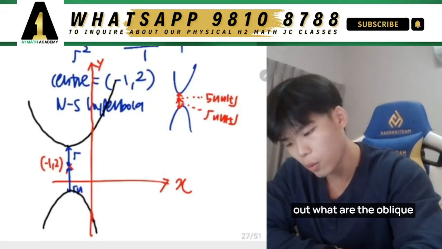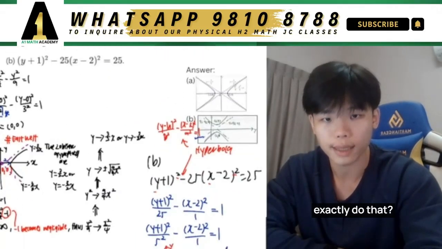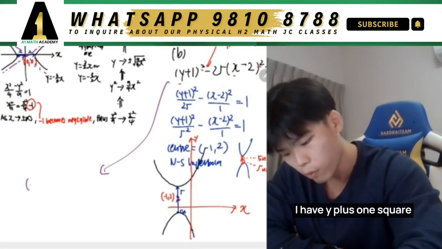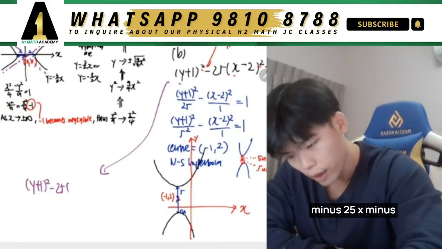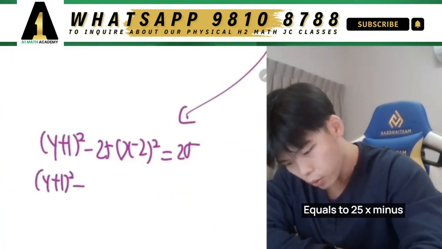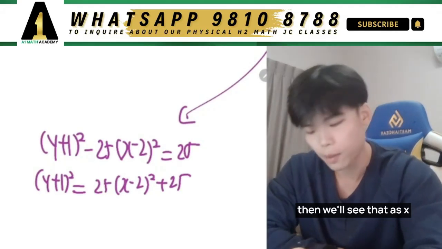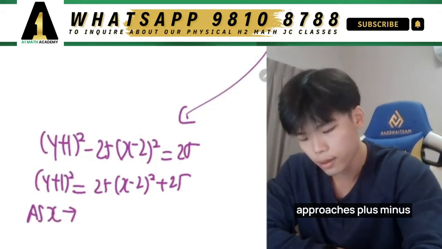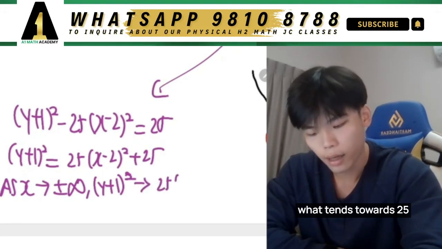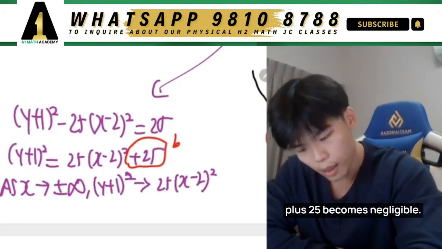Now we need to figure out what are the oblique asymptote equations once again, right? So how do we exactly do that? We will use the same method as before. So I'm just going to bring this here. I'll have y plus 1 square minus 25, x minus 2 square equals to 25. So I'll bring this over, equals to 25 x minus 2 square plus 25. And then we'll say that as x approaches plus minus infinity, the y value will tend towards 25 x minus 2 squared, right? This plus 25 becomes negligible.